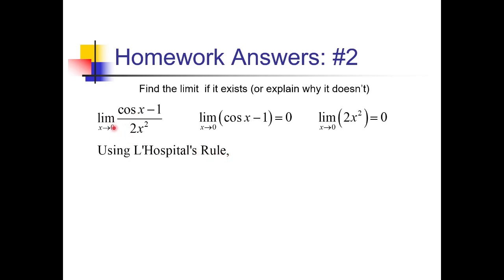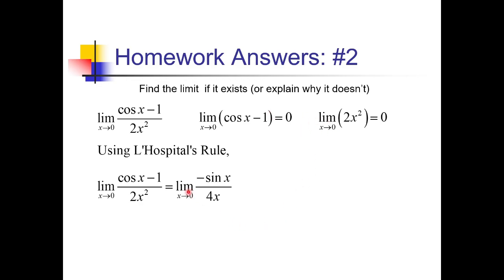So I've got my original limit, and I'm going to take the derivative of the numerator and denominator separately. So for my numerator, that's going to be negative sine of x, and this is all as a limit as x approaches 0. And then for the denominator, I've got 4 times x as my derivative down there. And if I plug 0 into both of these, I again think I'm going to be getting 0 over 0. So let me do this dance again.